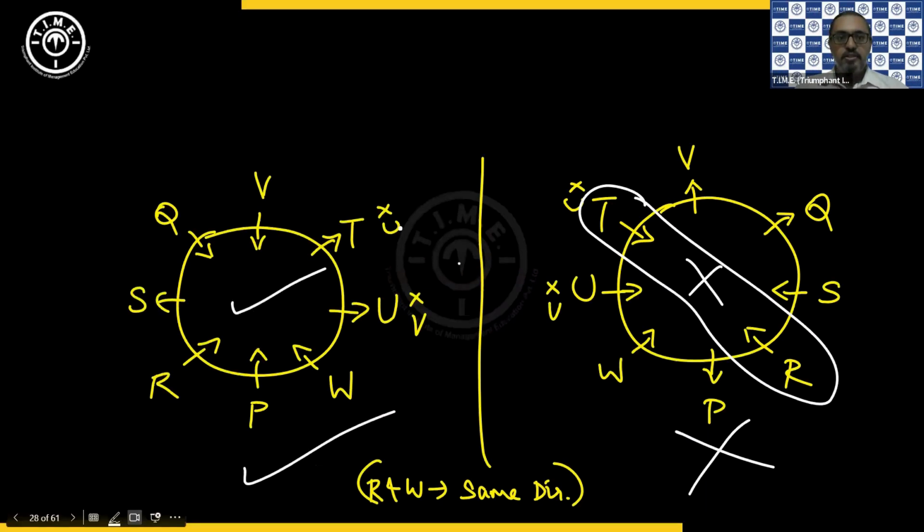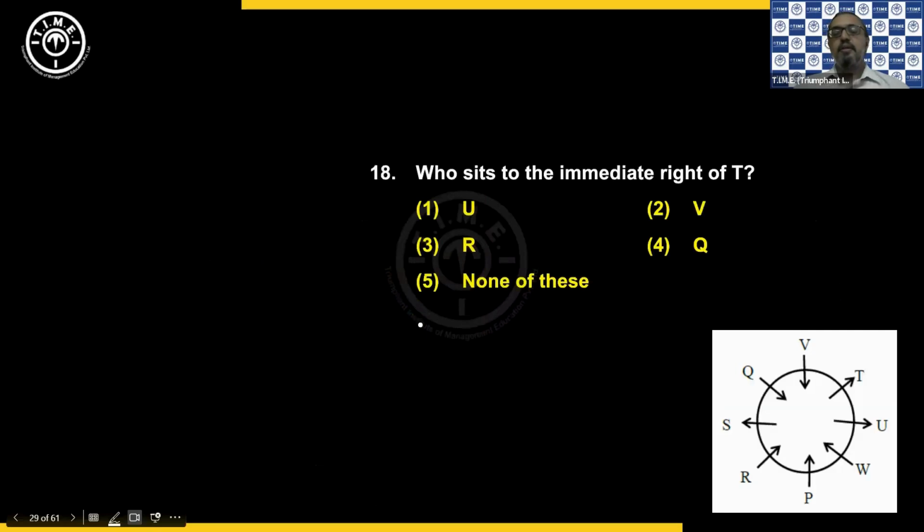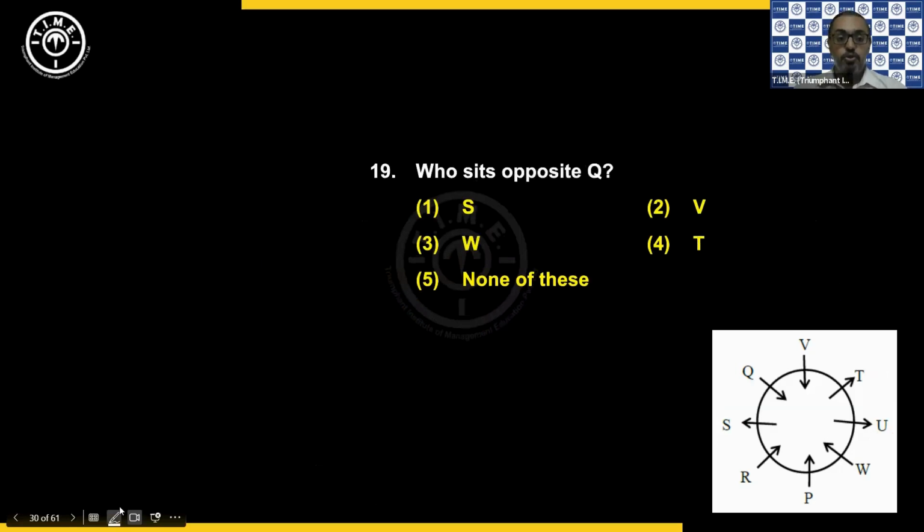Okay. So now based on this, let's have a look at the questions. Now the question is who sits to the immediate right of T? T is away from the center. Right, we know, is the clockwise direction. Immediate right you have is U. And U is available in the first option. Correct? Then who sits opposite to Q? Opposite to Q you have is W. And that's available in the third option.